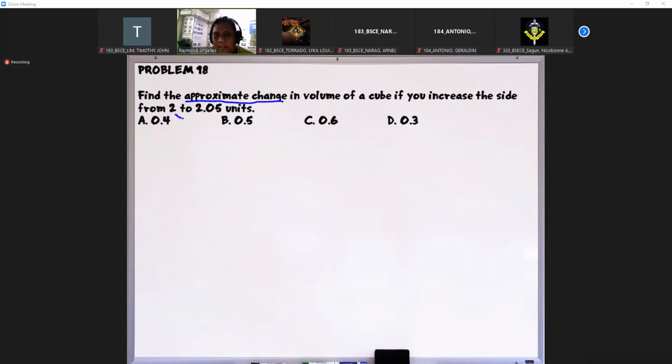Pangalawa, makikita natin that the change in the value of the independent variable natin, yung measurement ng side natin, is just a change of 0.05. Kaya alam natin, this is a very small change compared dun sa 2. Ilang percent ba to? This is mga 2.5%.